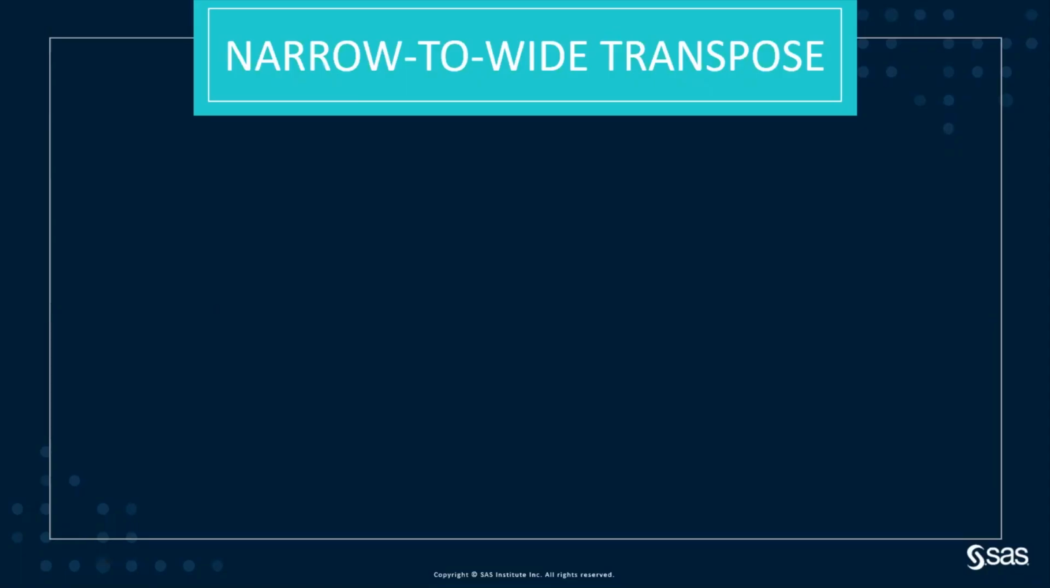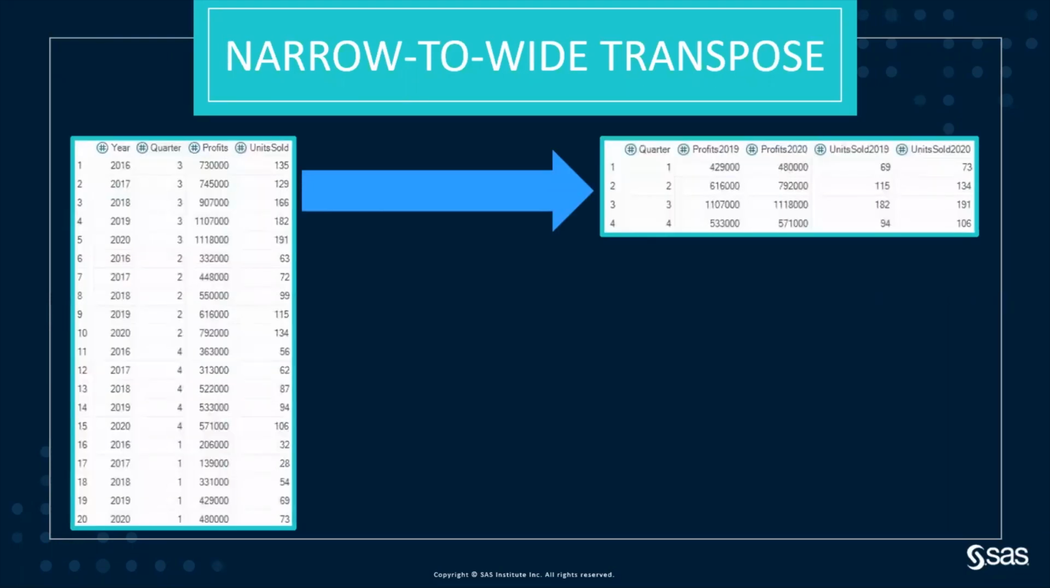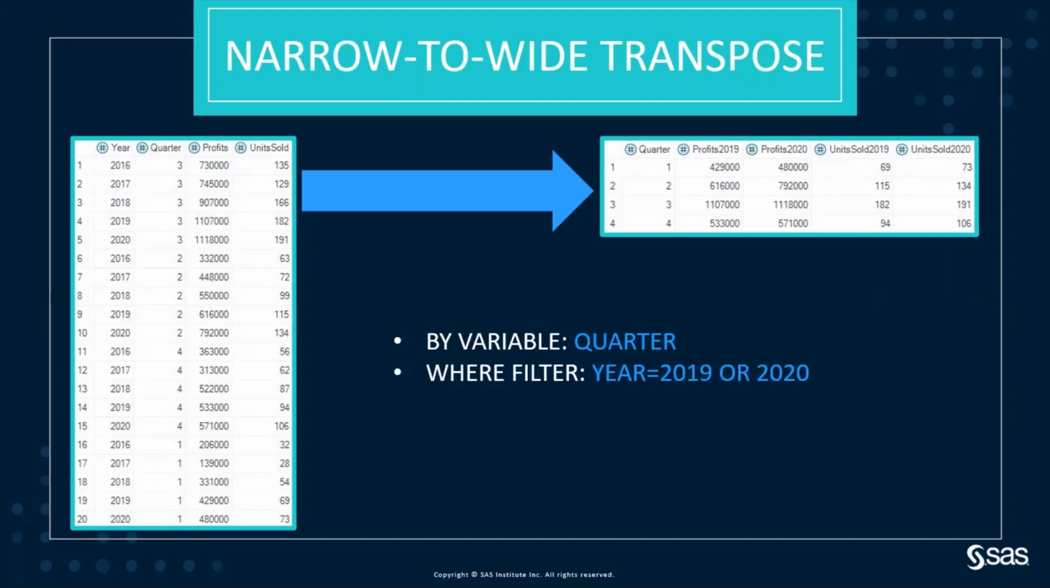Now, before we start writing any syntax, let's think again about what we are going to need to do for each statement. This example is going to require us to do another narrow to wide transpose. And once again, quarter will be on the by statement. But this time, we're only focusing on years 2019 and 2020, so we'll need to use a where statement to filter the input data.